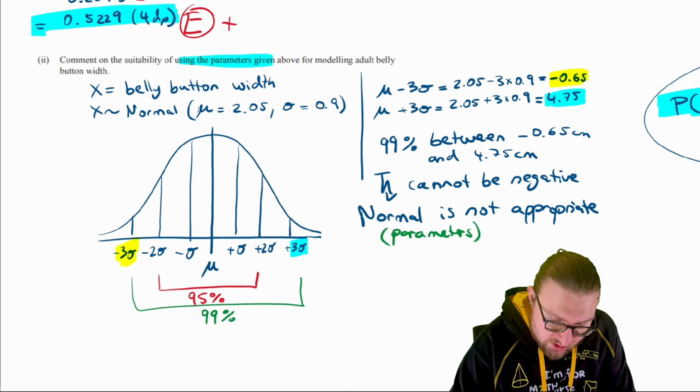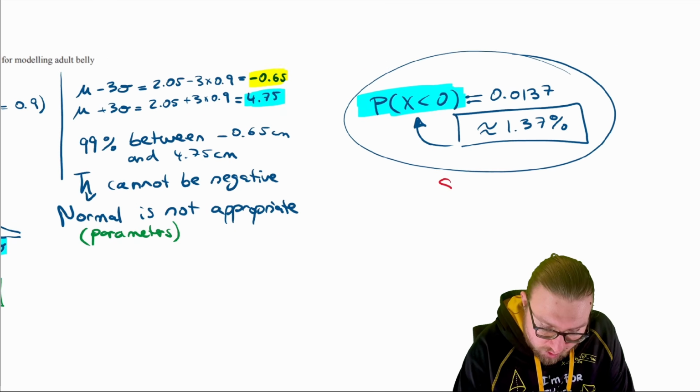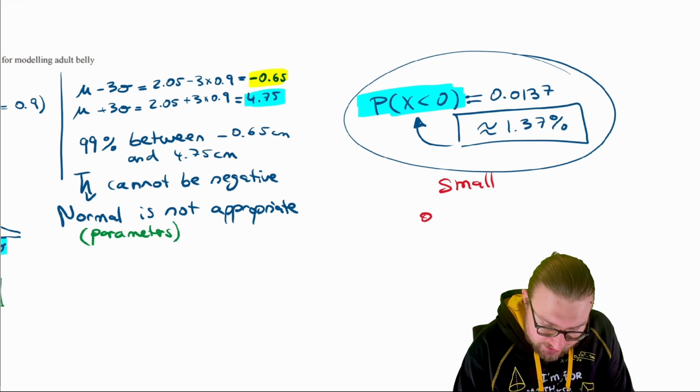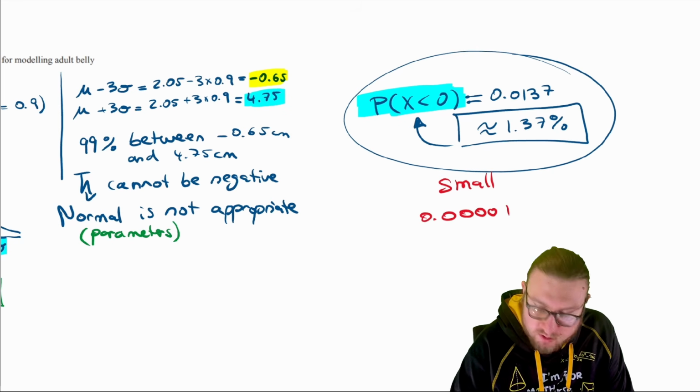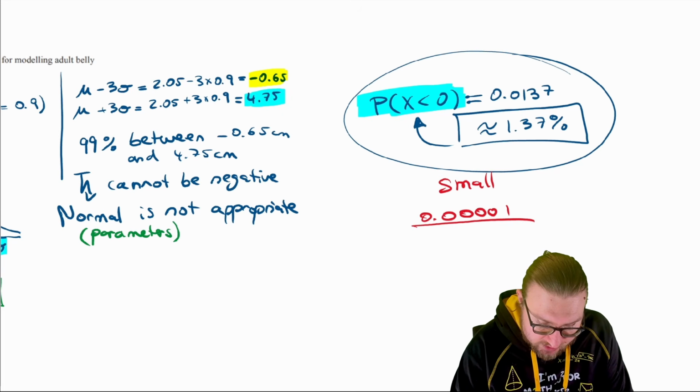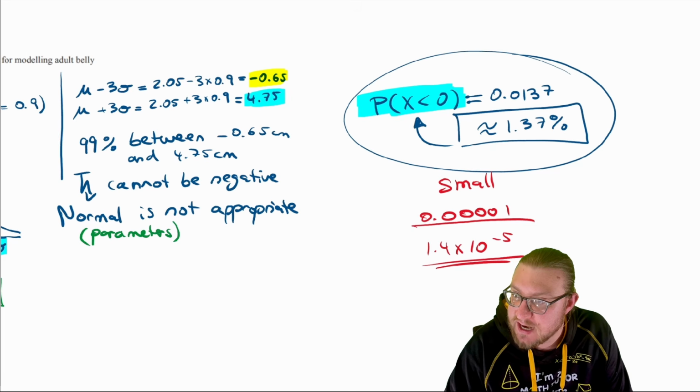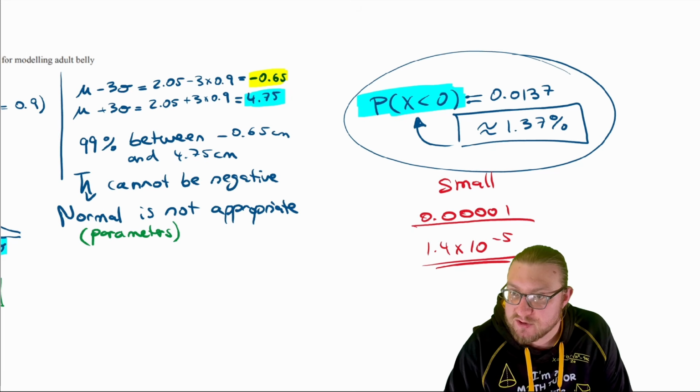So when you get values here, small values are okay. Yeah, we want something like 0.00001 or something similar to this. So 1.4, for example, times 10 to the negative 5. Any of those kind of numbers would be acceptable because the probability would be so small, we wouldn't worry about it.